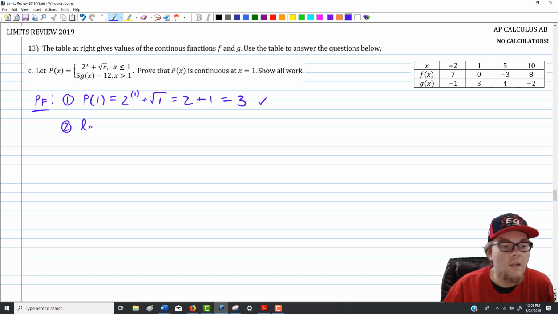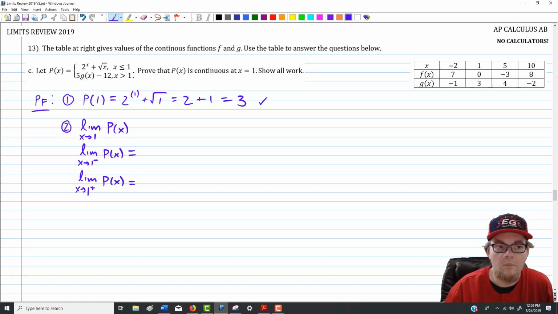Property 2 is to make sure that the limit as x approaches 1 of p of x exists. In order to do that, we're going to need to do the left-hand and right-hand limits. So we'll do the limit as x approaches 1 from the left side of p of x and figure out its value, and then we'll compare that with the limit as x approaches 1 from the right side of p of x. So of course we need to identify the correct branch to use. Smaller values will be the left-hand limit, larger ones will be the right-hand limit.